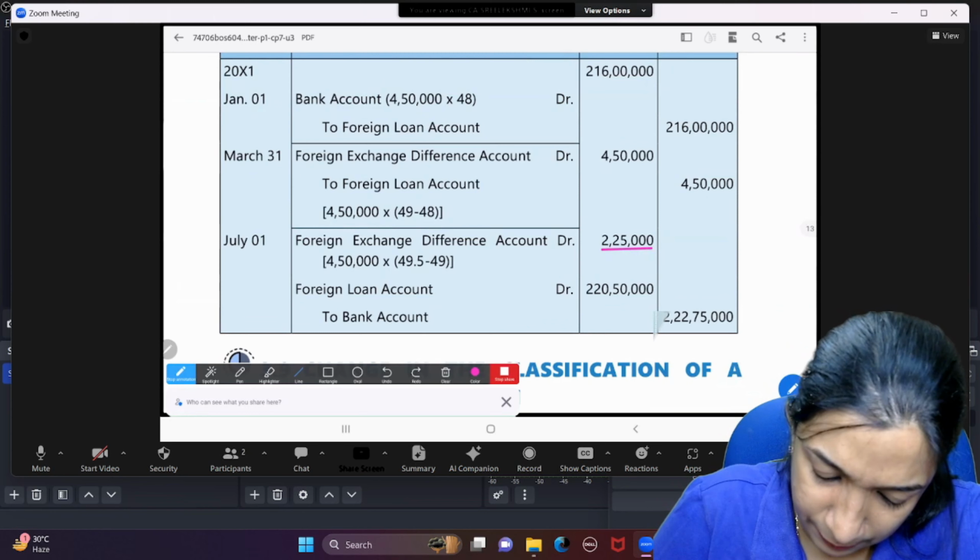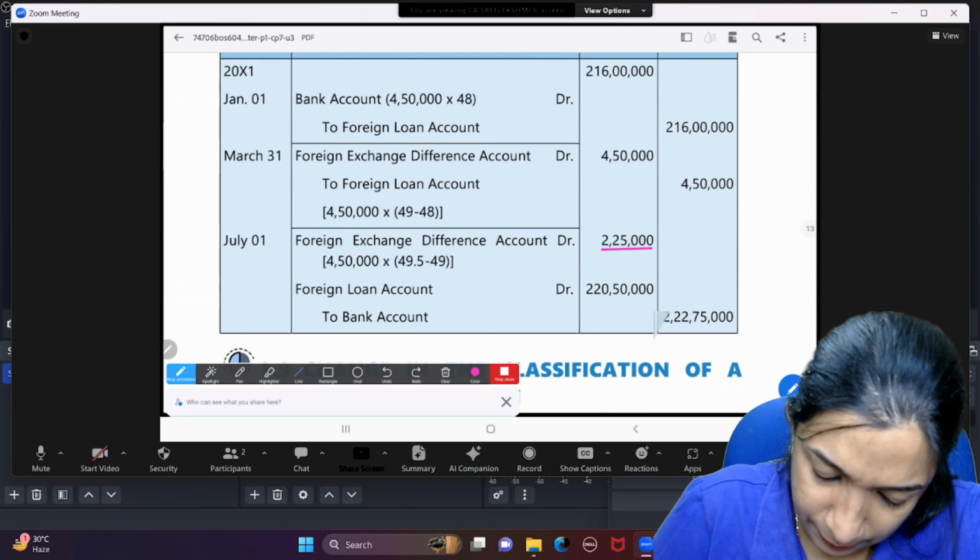Come on, quick. First entry, purchases to creditors, right? Because you have not made the payment. You made the purchase on 12th March 2024 and the payment is on 5th April 2024. So on 12th March you pass the entry purchases to creditors. Can you record 10 lakh dollars in your books?